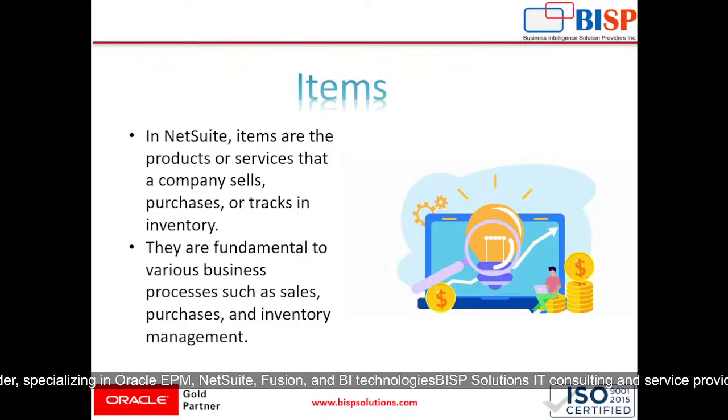Example, services, digital products. Service items are services provided to customers. Example, consulting, which we do, and maintenance. Assembly items are finished goods made from combining multiple inventory items. Kit or package items are a group of items sold together as a single unit. Then other charge items, which are miscellaneous charges like shipping or handling fees. Gift certificates represent a value that can be redeemed by the holder. All these come under item types.